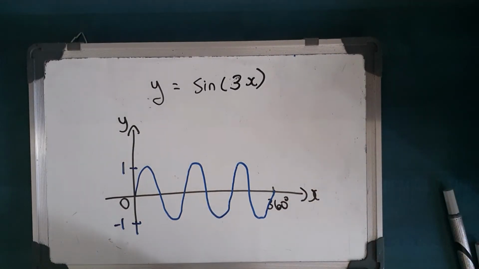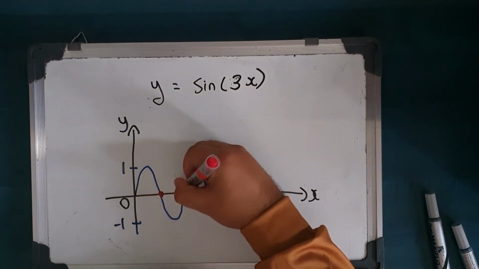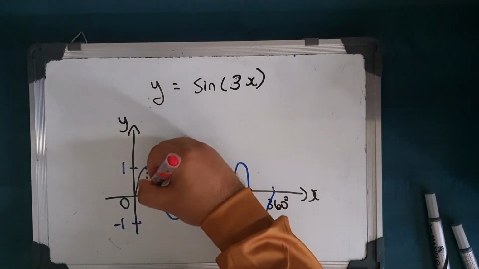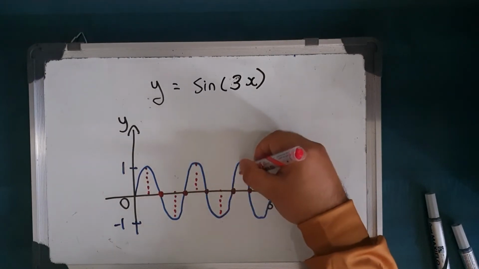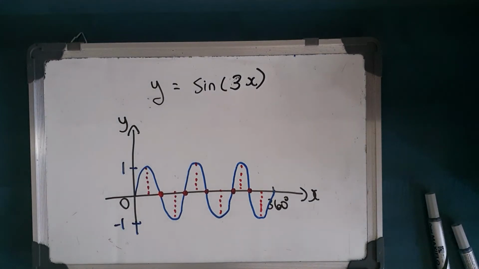But we are not done yet because what are these values? We have to label everything. What is even this value here? All the maximum and the minimum. What are their corresponding x values? So I'll show you next.